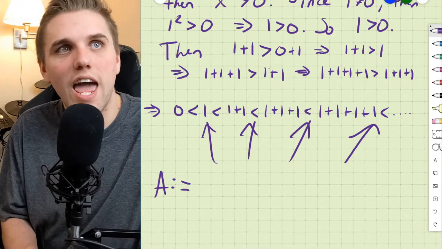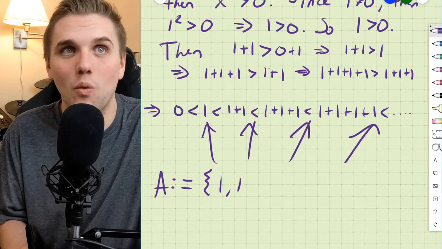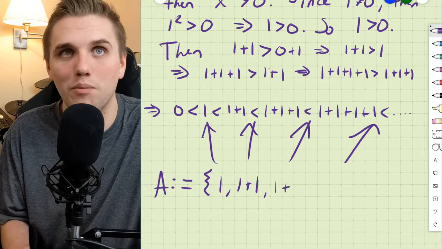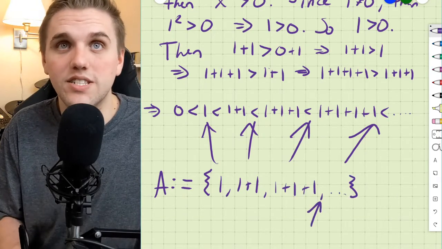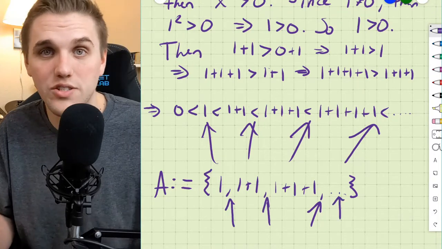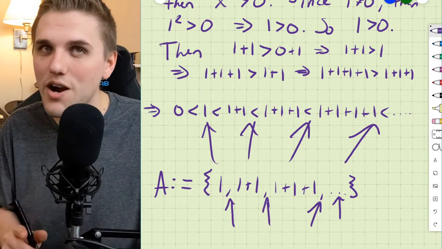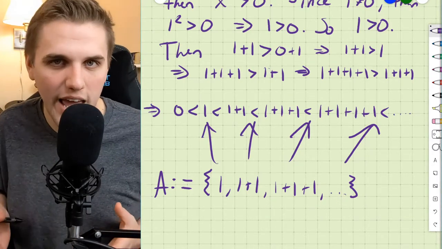And so now you could probably see where I can get this countably infinite subset. So let's define A. I'm going to define A to be 1 and then 1 plus 1 and then 1 plus 1 plus 1 and so on. Now I know it's tempting to say, oh look, it's a countably infinite subset because of the dot dot dots, right? Well, not necessarily, because what if I have repeating elements here?